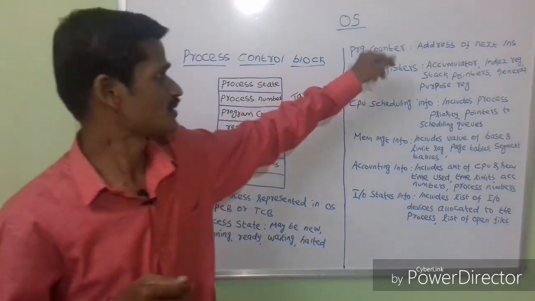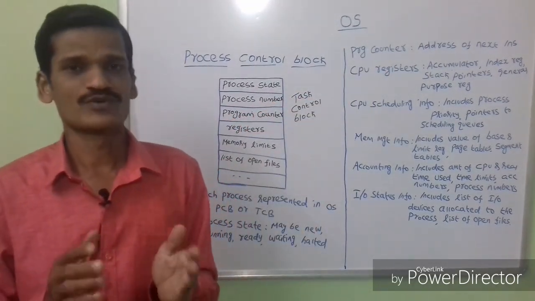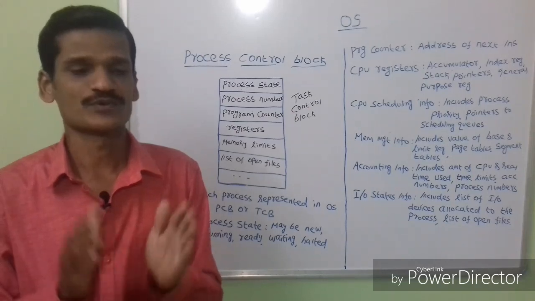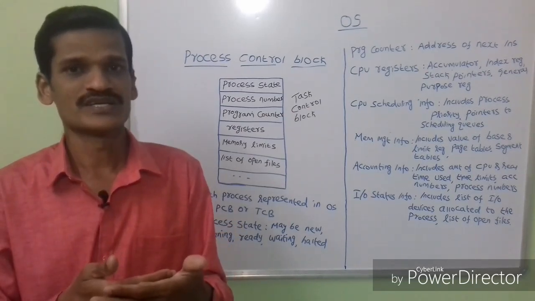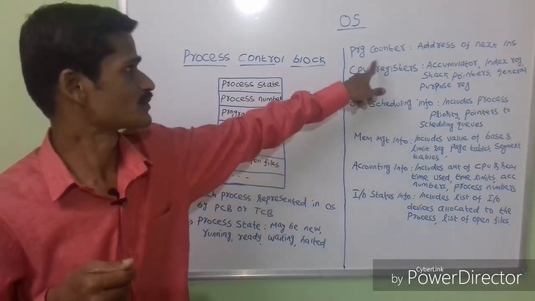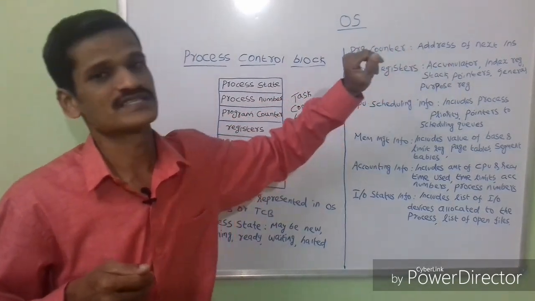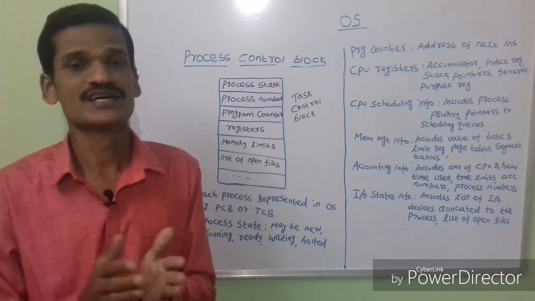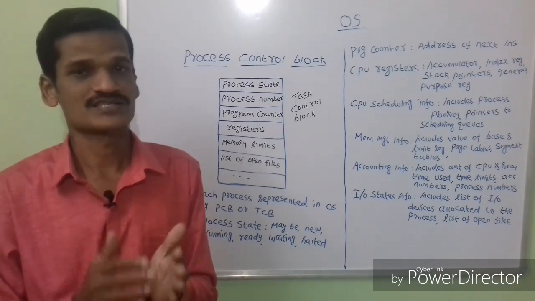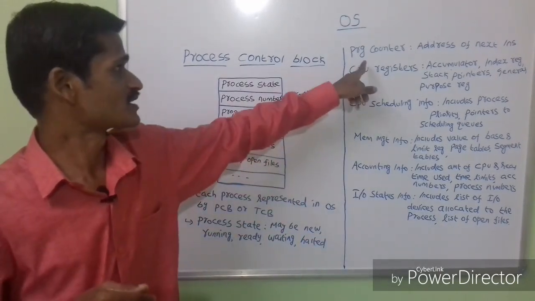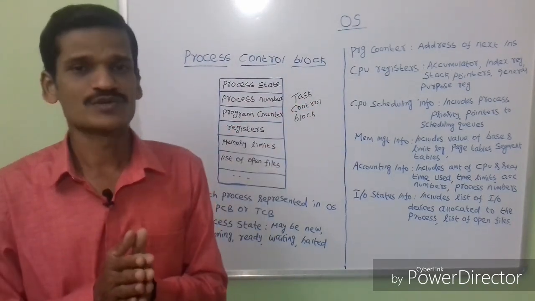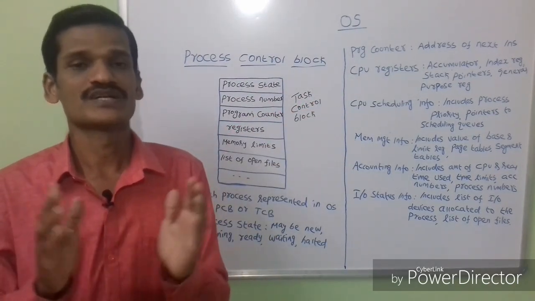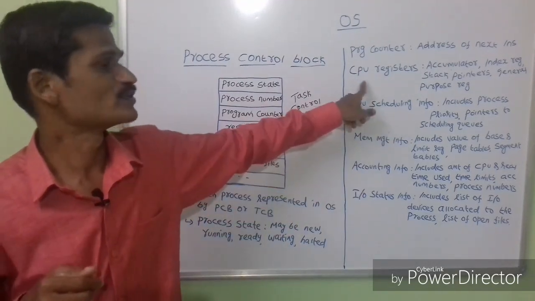The second one is program counter. I hope all of you know the use of the program counter. Actually, the program counter contains the address of the next instruction to be executed. That is the use of the program counter. And another parameter, the third one, is CPU registers. In this process control block, we are using some common registers, which are called CPU registers.